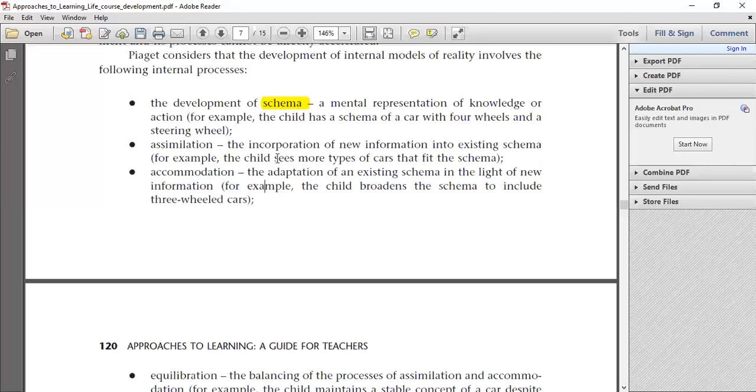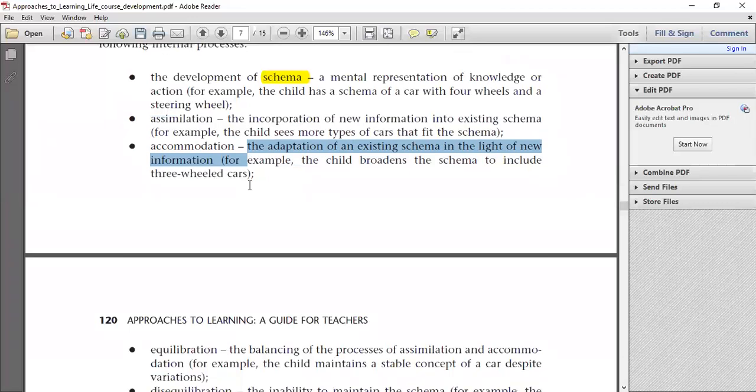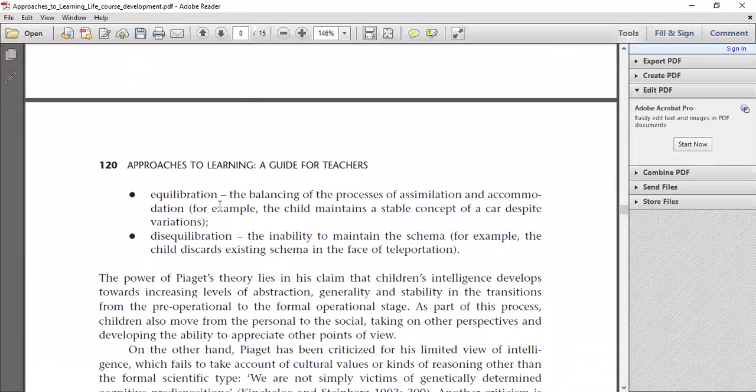If the information that I have received or saw cannot fit in the already created schema, our brain creates another schema, and that process is called assimilation. Right? So assimilation is the incorporation of new information into existing schema, and accommodation is the adaptation of an existing schema in the light of new information. So we adapt the existing schema. So these are examples there.